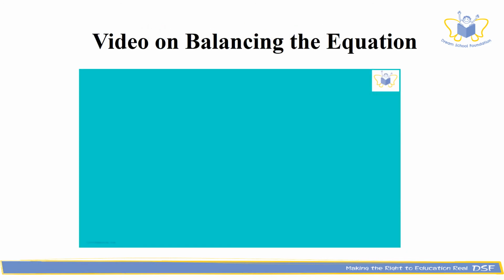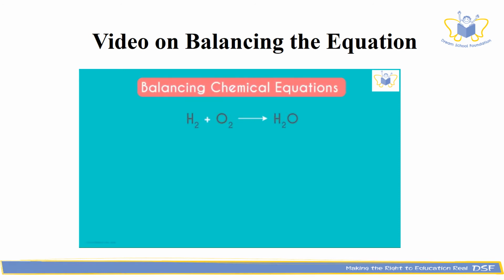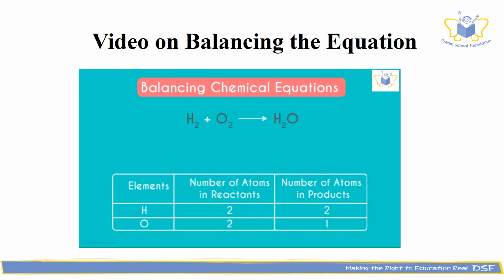Now let's watch a couple of videos on how to balance the equations in detail. Hydrogen reacts with oxygen to form water. And we saw the reason why this chemical equation is unbalanced. The number of oxygen atoms on the left is not equal to the number of oxygen atoms on the right. The important question is, can we balance this equation? The answer is yes. Let's go step by step and see how we can balance it.